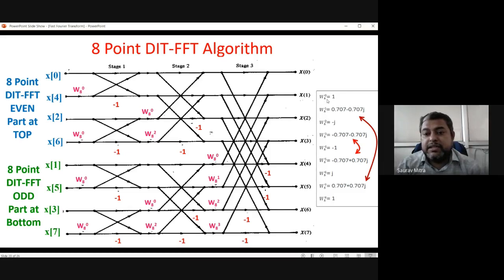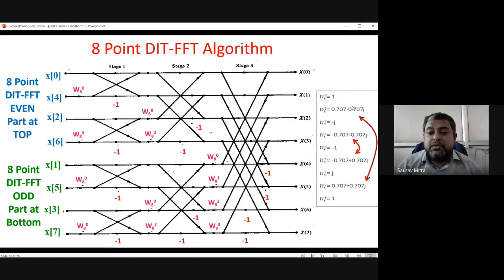W80 is 1. W81, be very careful, is 1 by root 2 minus j by root 2, since 0.707 is 1 by root 2. W82 is minus j, the same as W41. Again, very easy. And W83 is minus 1 by root 2 minus j by root 2.